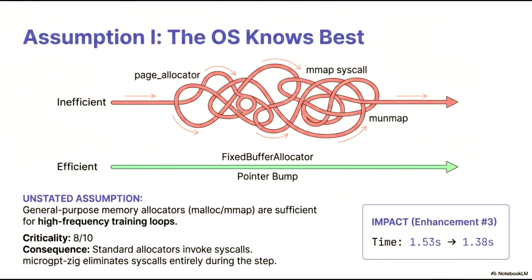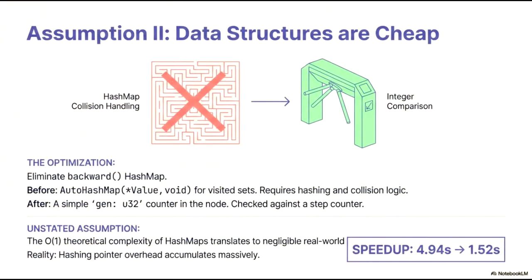In microgpt-zig, we eliminate these syscalls entirely during the training step by using a fixed buffer allocator and a simple pointer bump strategy, represented by the direct green arrow. By managing memory ourselves within a pre-allocated block, we avoid kernel-level overhead. This optimization, marked as enhancement number 3, resulted in a substantial performance gain, reducing execution time from 1.53 seconds down to 1.38 seconds. Let's move to our second assumption, the belief that data structures are computationally cheap.